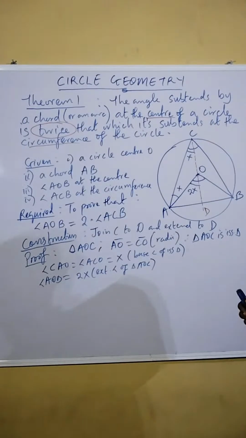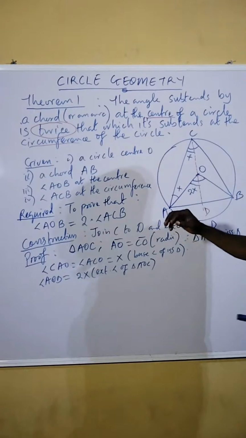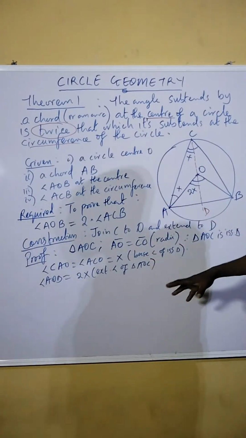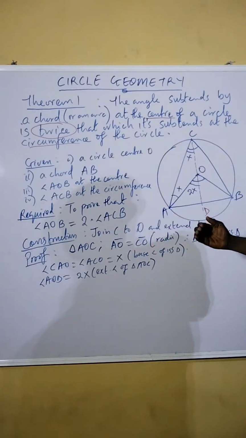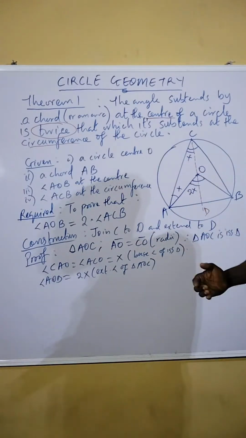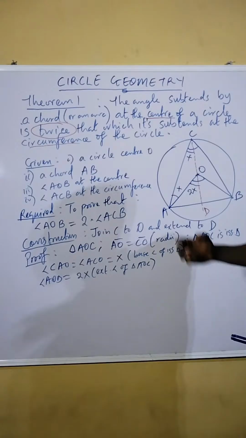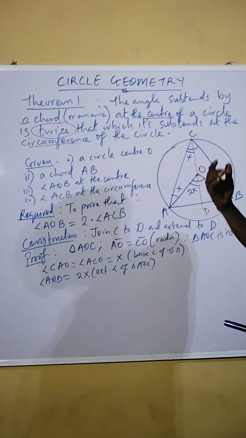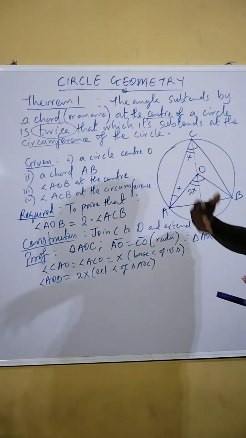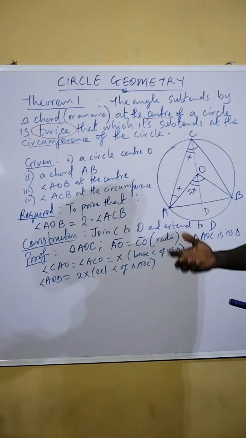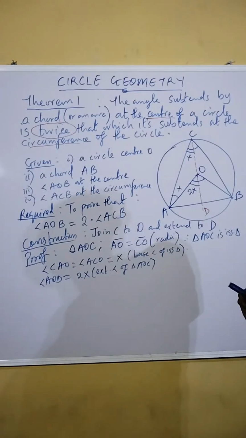That's the reason. One thing we should note: whenever we are working on circle geometry or any geometry, there is a need for us to back up our results or our answers with reasons. So why are we saying these are equal? Because of this.